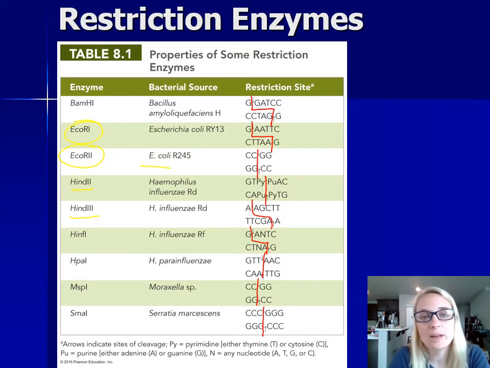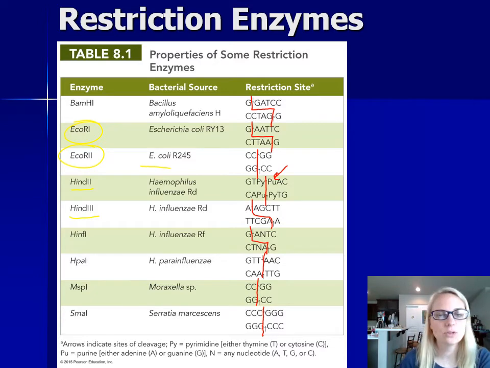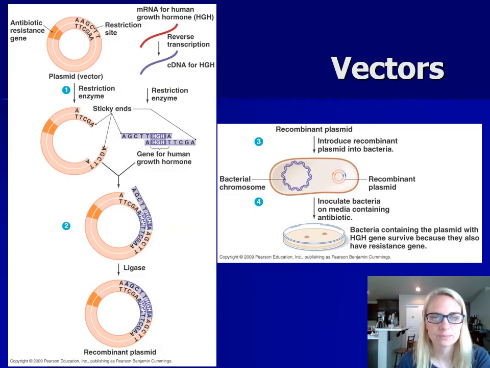So just a variety of different palindromes, these different restriction sites. And then if you'll notice, some of these don't have the actual letters. They have the abbreviations for purine or pyrimidine, they have some variation. So it doesn't have to be a particular letter. It could be one of the two letters that are the purines or the pyrimidines. All right, so those are our restriction enzymes.